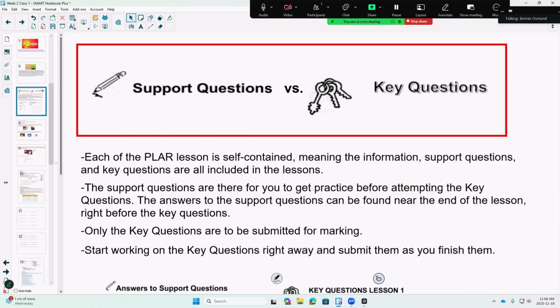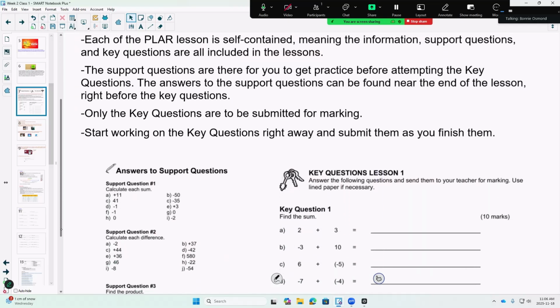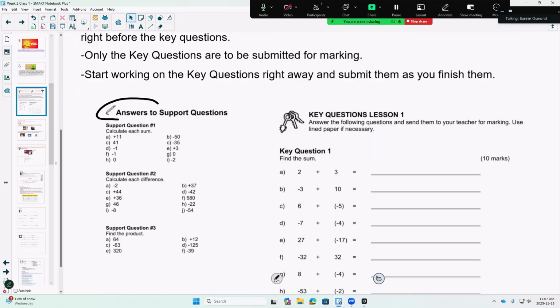Okay, so in your lessons, if you do decide to do the lessons, you'll notice that there are support questions and key questions. The support questions are the practice questions that you do as you go through the lessons. So you'll read a section in the lesson and then there will be a support question. Then you'll read another section, another support question. Be sure that you do the support questions and then near the end of the lesson, you will find the answers to the support questions.